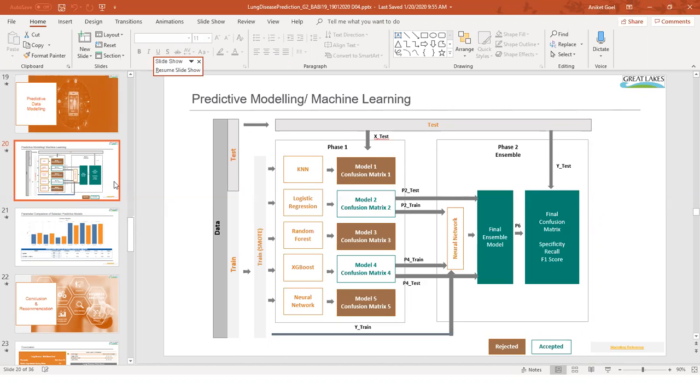Yeah. As I said, the outputs of these models are mostly probabilities. So the probability of a person having a lung disease or not. So P2 test: the number two is talking about the second model. So out of the five models, there's the probability coming out of the second model. So P is for probability, two is the numeric number of the model, and then train and test.